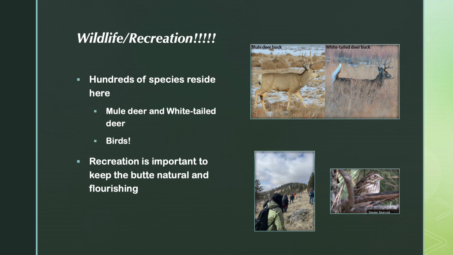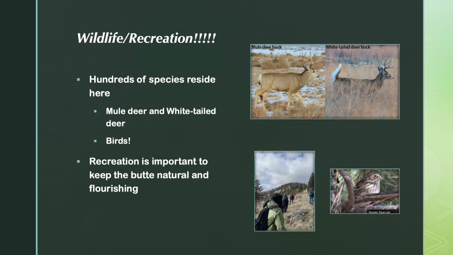But the difference between these two is the white-tailed deer, you can see their white little tail, and the mule deer have a little black spot on the end of their tail, and that's how you can tell the two apart. Because these do reside at the same time, so if you do see them, just look for that. But some birds that also reside here are the nutcracker, the vesper sparrow, and the mountain chickadee, and so many more birds.